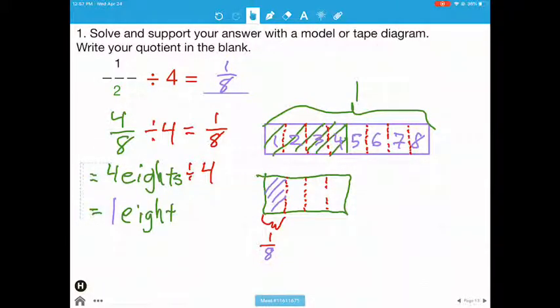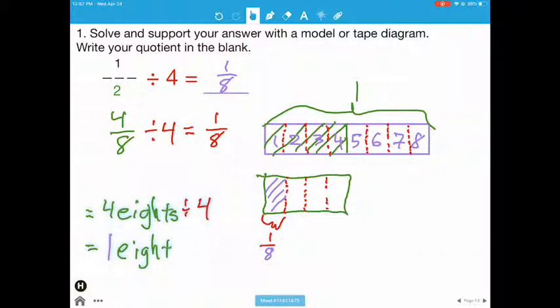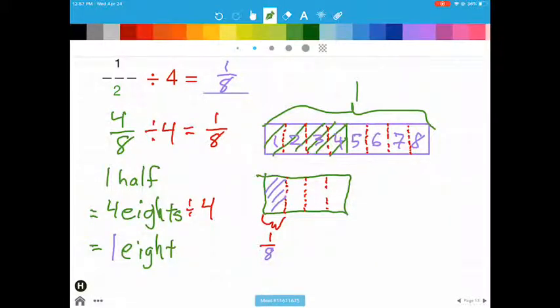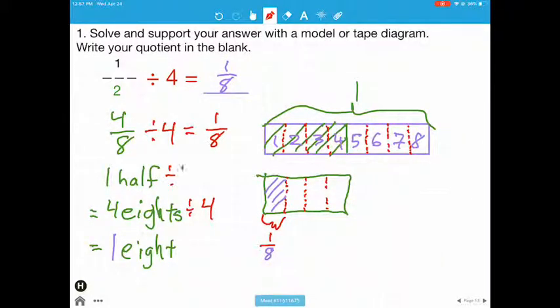Now there is a little bit of a step that I kind of skipped, so I'll write it in. Our original problem was 1/2 divided by 4. Excuse me. That half became 4/8. See how there's 4 out of 8.